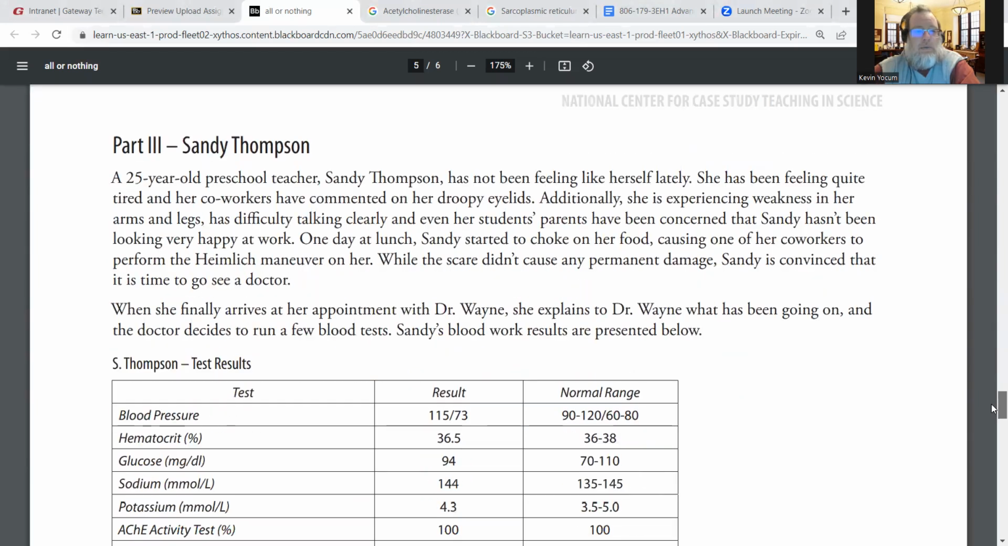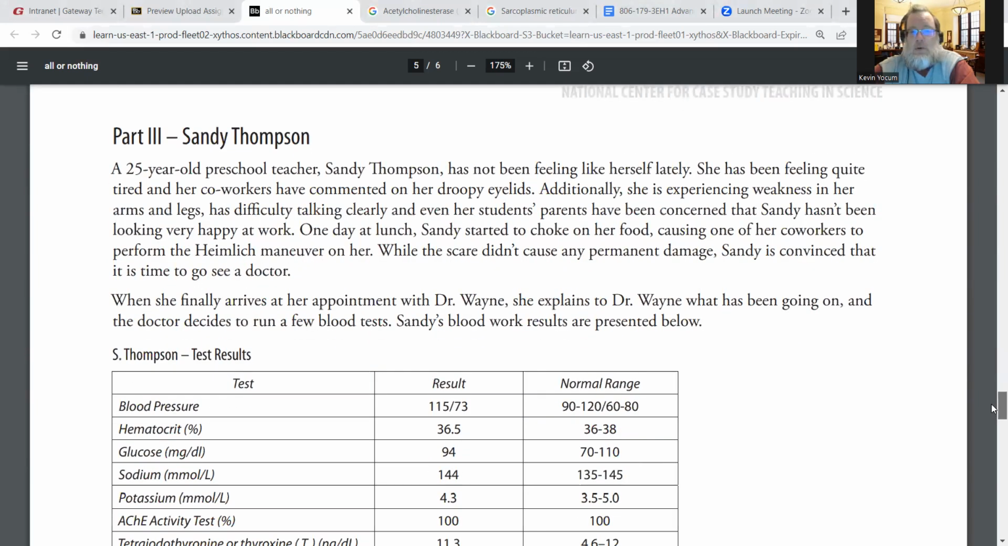Now we've got Sandy. We've got a couple questions with her, and she hasn't been feeling well. Tired, coworkers note droopy eyelids. Remember, proprioception of muscle, the involuntary muscle control, is what's going to keep the eyelids up. It's going to keep the cheeks, even when we're not expressive. It still keeps our facial expressions from drooping.